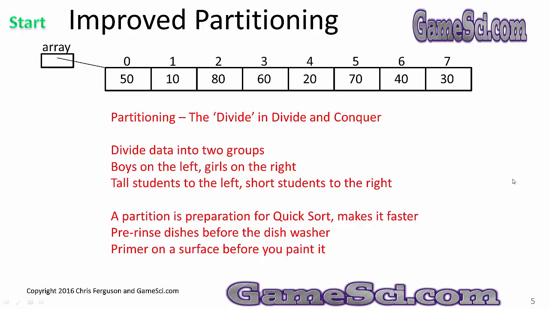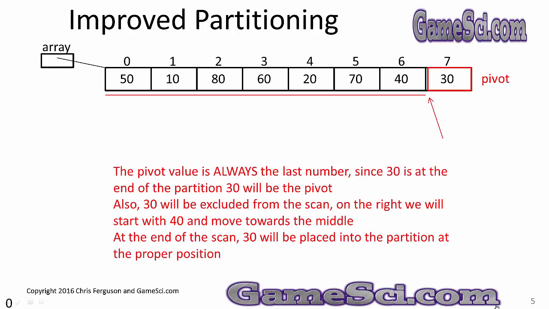And all we're going to do on this slide is look at a slightly better way to partition the data than our simple partitioning. In this algorithm, the pivot value is always going to be the last number. Since 30 is the end of the partition, 30 will be the pivot. Remember, the last time we did it, we picked a number that was in the middle of the range of numbers. We picked 45 sort of out of thin air because it was between 10 and 80. This time, we're going to pick an actual value in the array, the number at the very end.